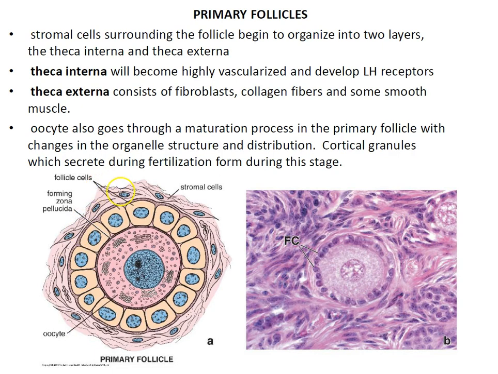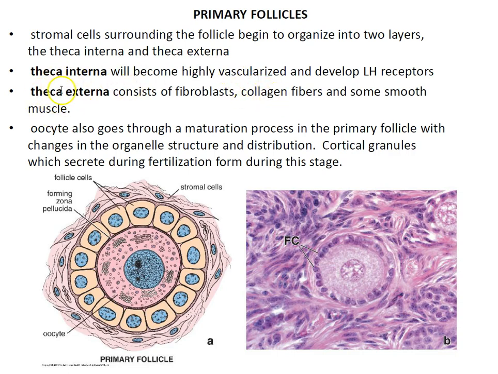In addition to these changes, the stromal cells surrounding this follicle also begin to organize into two layers, theca interna and theca externa. Although they are not clearly seen as two distinct layers, the theca interna is the inner, highly vascularized layer of cuboidal secretory cells, and they possess a large number of luteinizing hormone receptors. While the theca externa, which is the outer layer of connective tissue cells, consists of fibroblasts, collagen fibers, and smooth muscle cells.